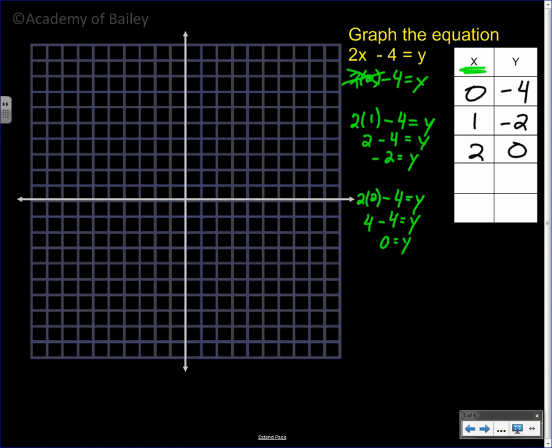Let's go ahead and plot these 3 points real quick. The first one, (0, -4), means you go left or right 0, and then you go down 4: 1, 2, 3, 4. The second one, (1, -2), is to the right 1, down 2. And then the third one, (2, 0), is to the right 2. And I think from here we could probably get a pretty straight line.